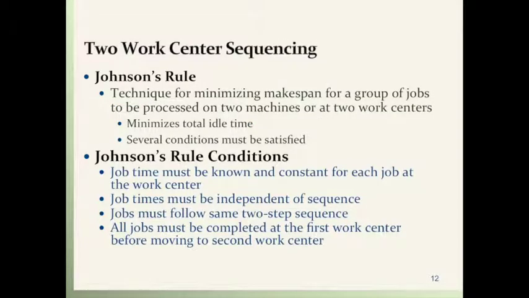So here's two work center sequencing. There's something called Johnson's rule. This is a technique for minimizing makespan for a group of jobs to be processed on two machines at two work centers. It minimizes idle time, and several conditions must be satisfied. So here are the Johnson's rule conditions. The job time must be known and constant for each job at the work center. Job times must be independent of sequence. Jobs must follow the same two-step sequence, and all jobs must be completed at the first work center before moving to the second work center.